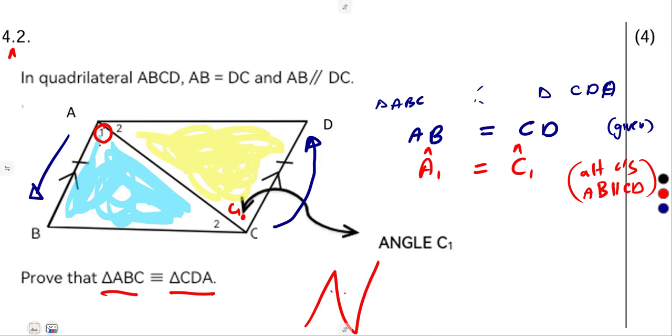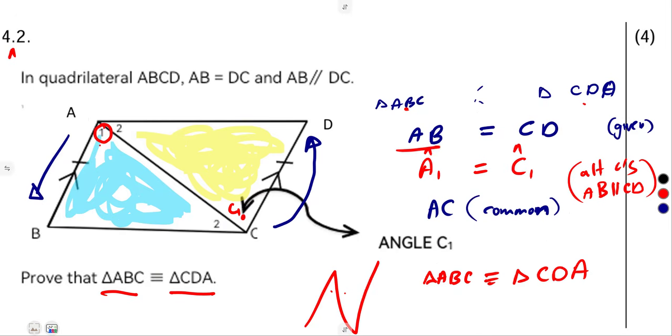Then we can talk about the common side, AC. AC as the common side is the same side for both triangles. So we can say these two triangles are congruent from side, angle, side. So we can use that one, side, angle, side. So we can say triangle ABC is congruent to triangle CDA.